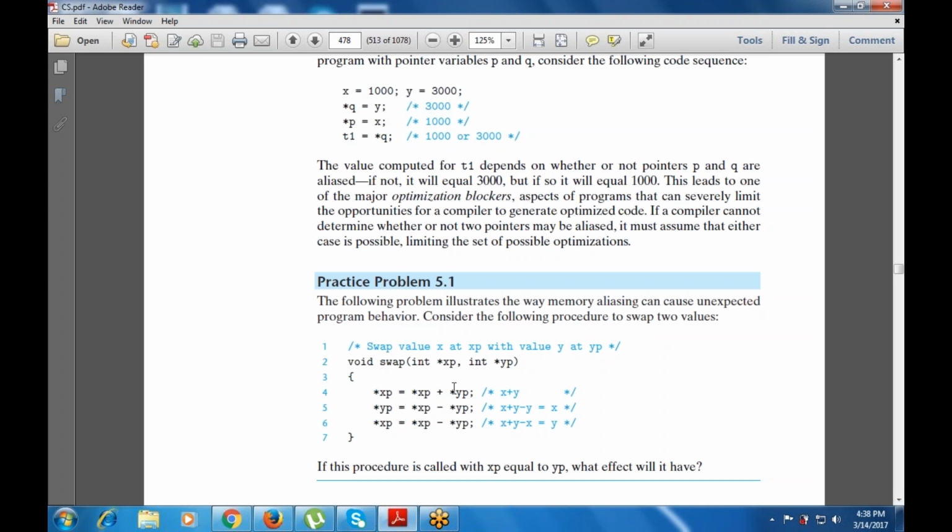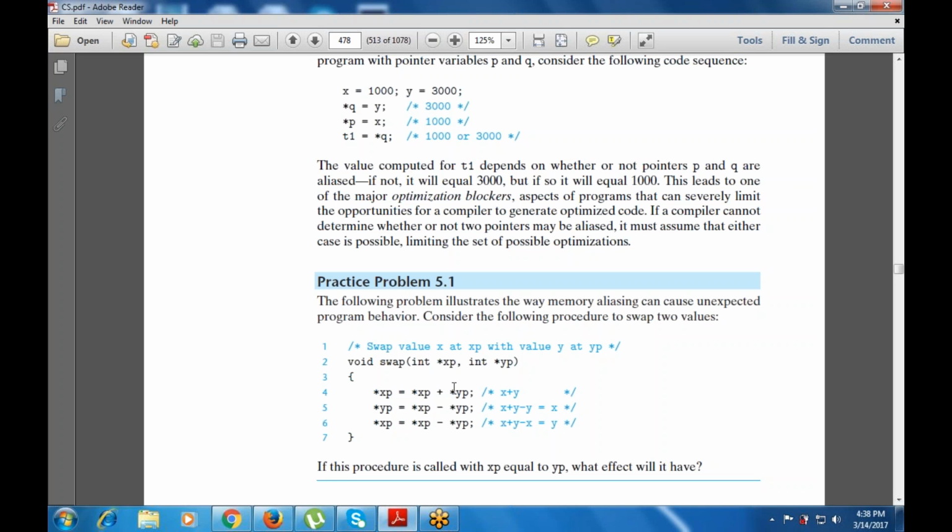swap means interchanging the two values. Normally you use call by value and use temp as a third variable. But if the mandatory condition is given that you have to swap the two values without using a third variable, that can be done by using pointers. This is a program where swapping is done without a third variable. This swaps value x at xp with value y at yp. This is void swap, int pointer xp, int pointer yp. Pointer xp equals pointer xp plus pointer yp, then pointer yp equals pointer xp minus pointer yp.